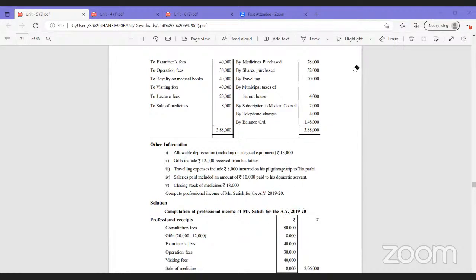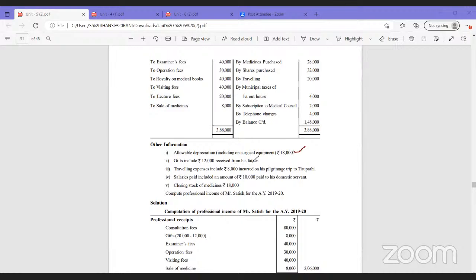So here their information is: allowable depreciation on surgical equipment is 18,000. As I said, depreciation on surgical equipment is given here directly. So this amount we will write under payments, depreciation on surgical equipment.